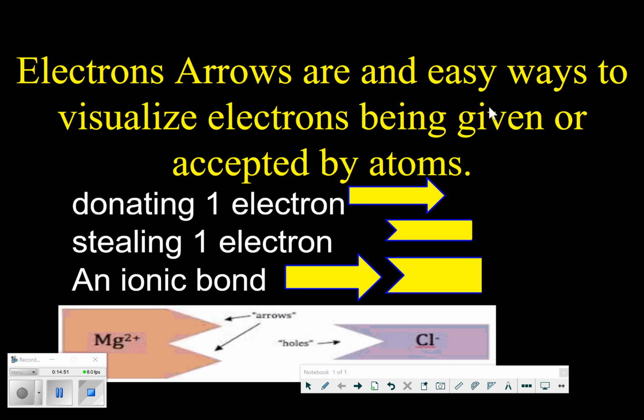Electrons are shown as arrows and are an easy way to visualize the electrons being given or accepted by the atoms. In these terms, magnesium has 2 arrows. Chlorine has a hole. So if this chlorine was fit into these arrows, magnesium would have 1 arrow fulfilled by this hole, but it needs another one. So it would be MgCl2 because it would take 2 chlorines to fill in these 2 arrows.